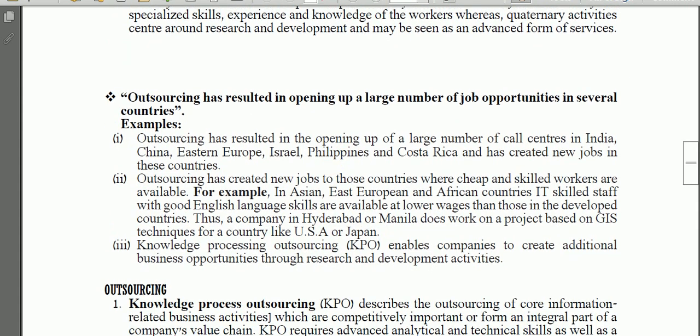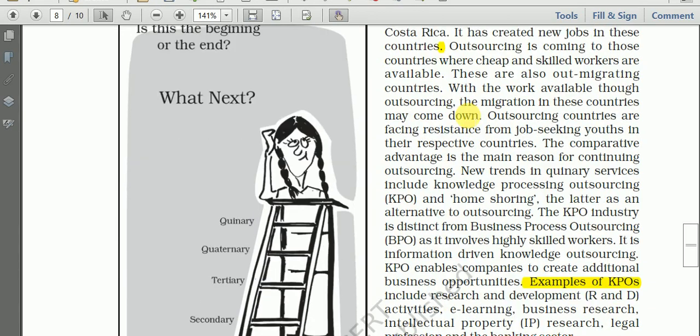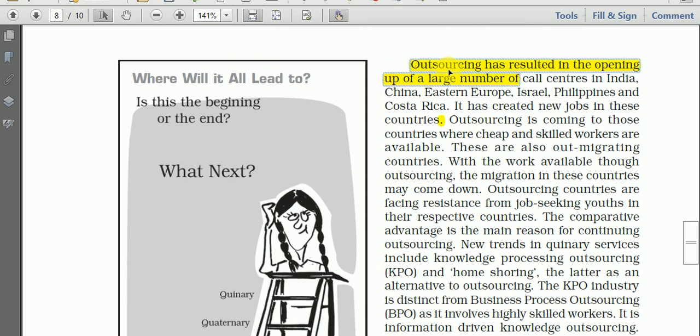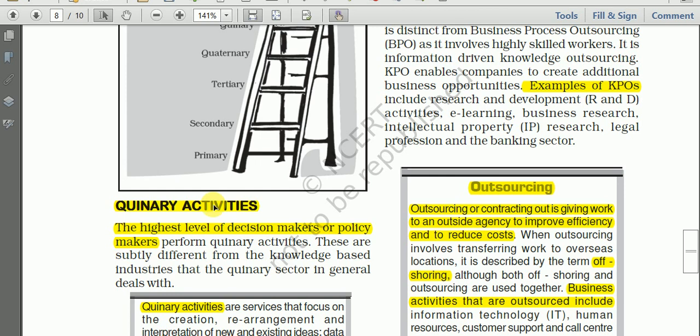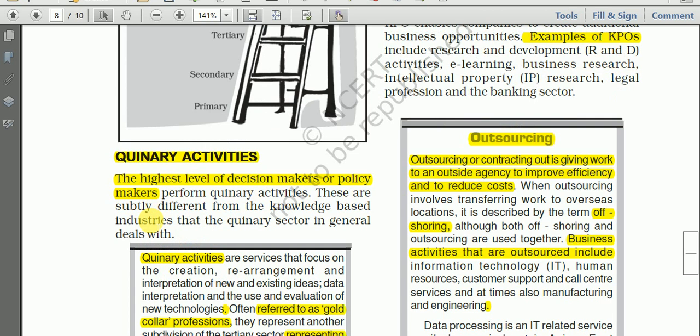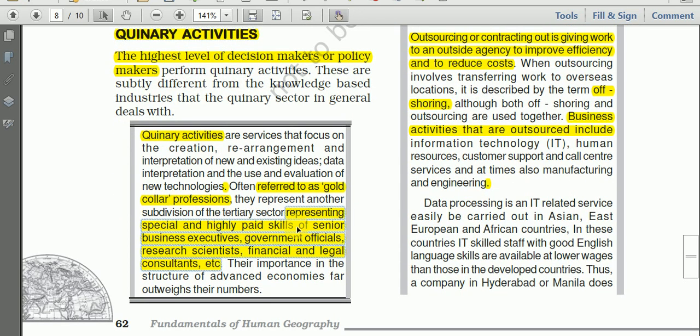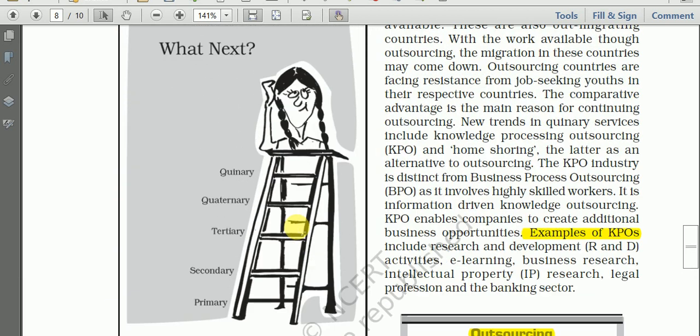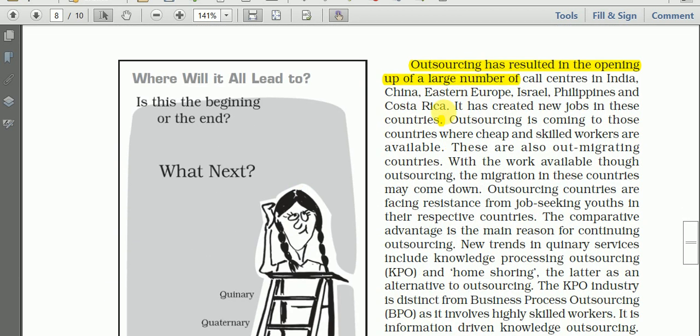And see here, this big paragraph. Here we have a big paragraph under the heading quinary activities. Just a few minutes ago we discussed the meaning of quinary activities. We have discussed the features of quinary activities. So coming to the point, here we have a very big paragraph regarding quinary activities. So from this sentence I have reproduced it in this way.